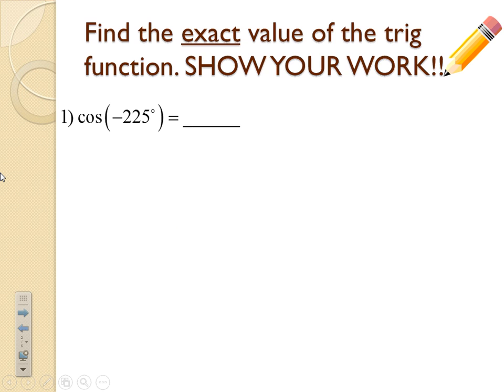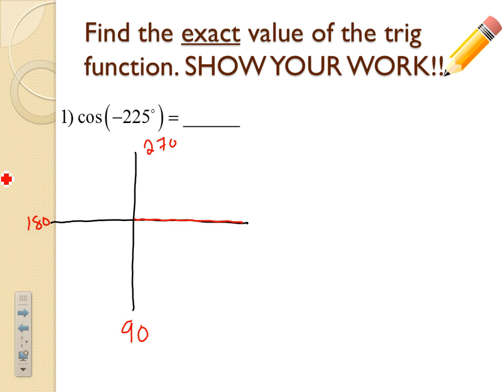Here we go. Our first example says we have to find the exact value of the trig function and show all of our work. So we are going to find cosine of negative 225. First thing we have to do, draw our x and y axis. Next, draw our angle. We're starting with our initial side. We're going negative 225, so this would be 90, this is going to be 180, this is going to be 270. So we're going to go all the way around to about here. There is our negative 225 degrees.